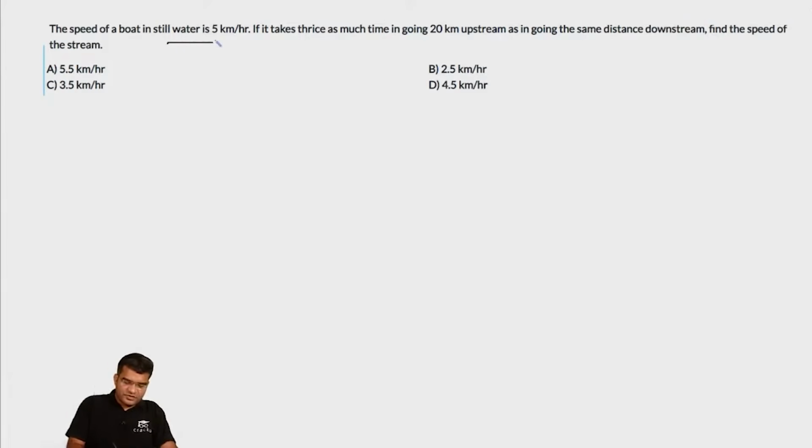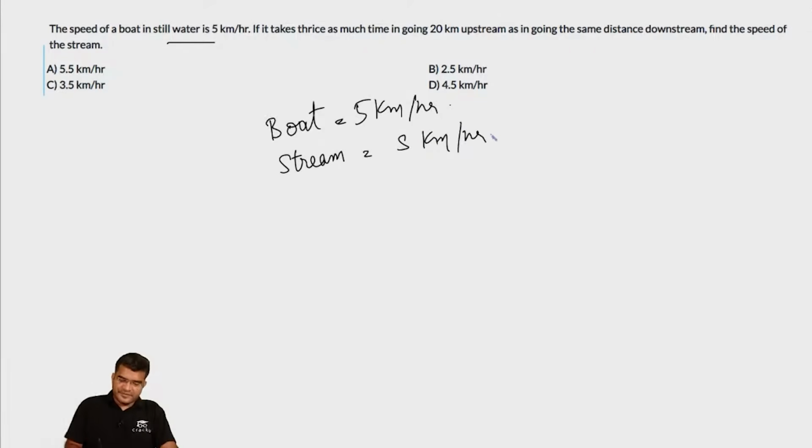In this question, we are told that the speed of a boat in still water is 5 kilometers per hour. So the speed of the boat is 5 kilometers per hour. Let us assume that the speed of the stream is, say, s kilometers per hour. So when the boat is going downstream, that is when the boat is going in the direction of the water, its relative speed or its effective speed will be 5 plus s.